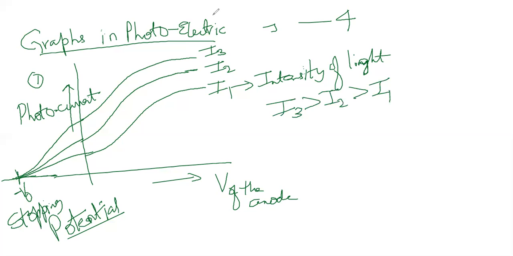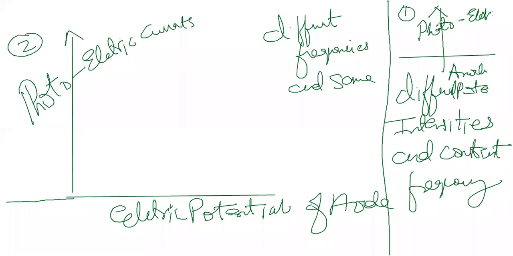Now I will explain the second graph. Can I just draw it somewhere? Different frequencies, same intensity. All these lines I'm now going to draw have the same intensity. What is the meaning of intensity? The number of photons present in that line, I3, I2, I1, all of those.